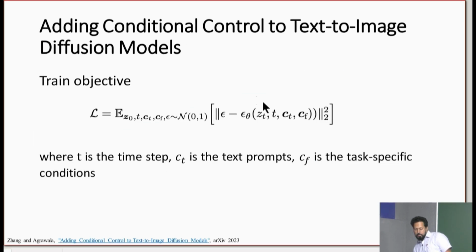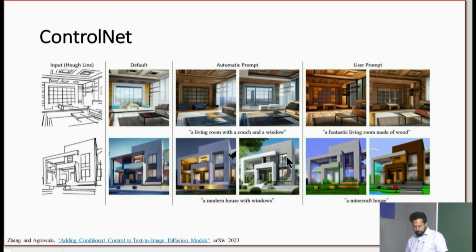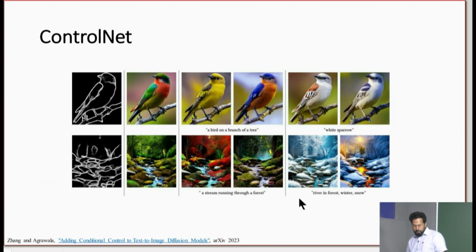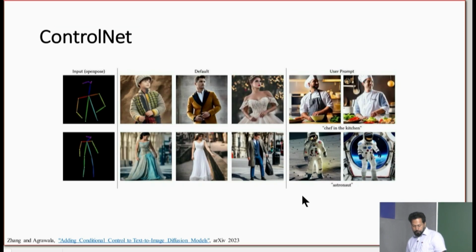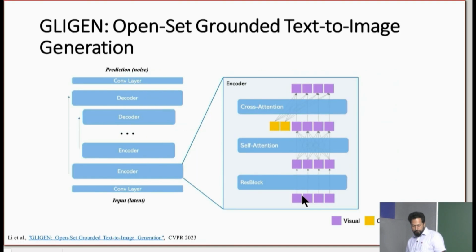Yeah, so this is how the overall loss function will look if you train the diffusion model. It is also dependent on the concepts that you are injecting. Okay, so this is again an example from ControlNet. Again, examples from ControlNet. Again from ControlNet. And then after ControlNet, there was GLIGEN.